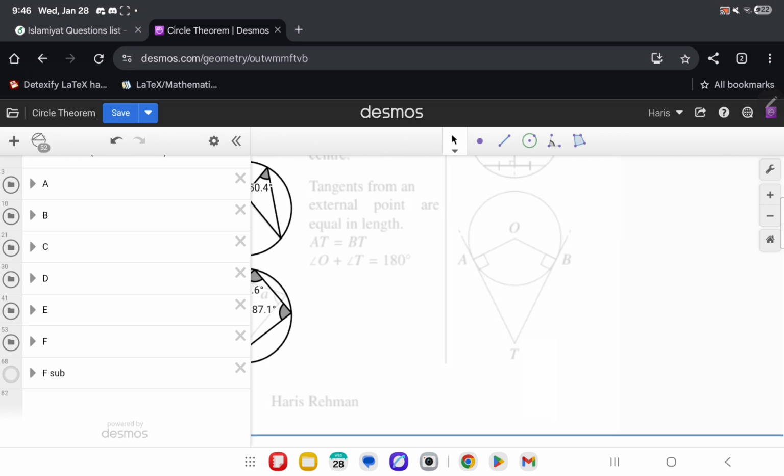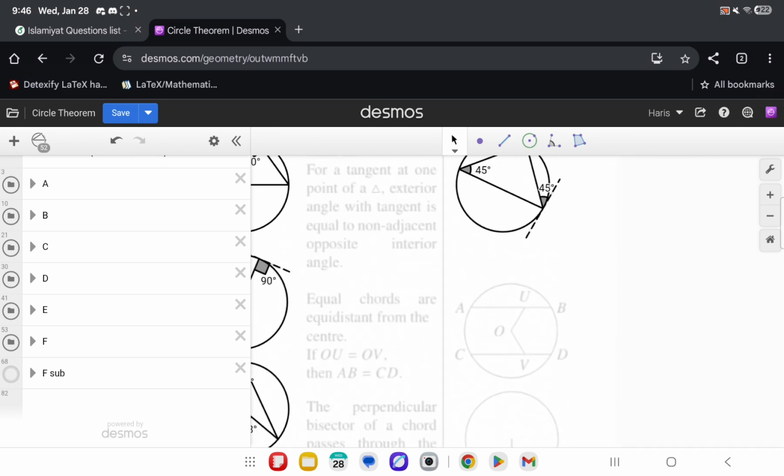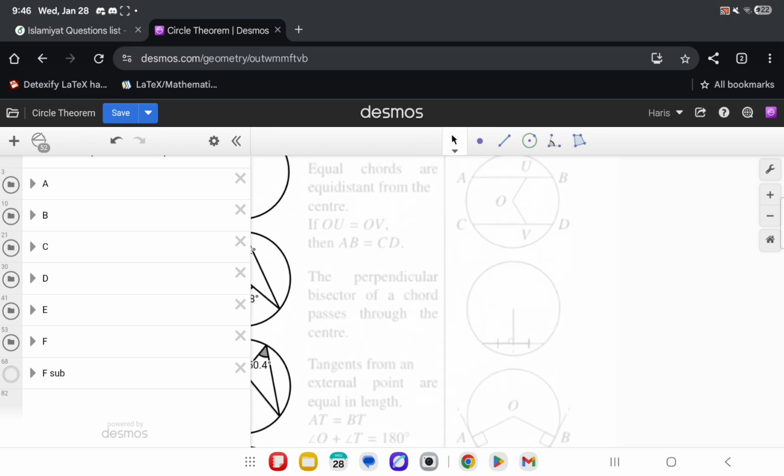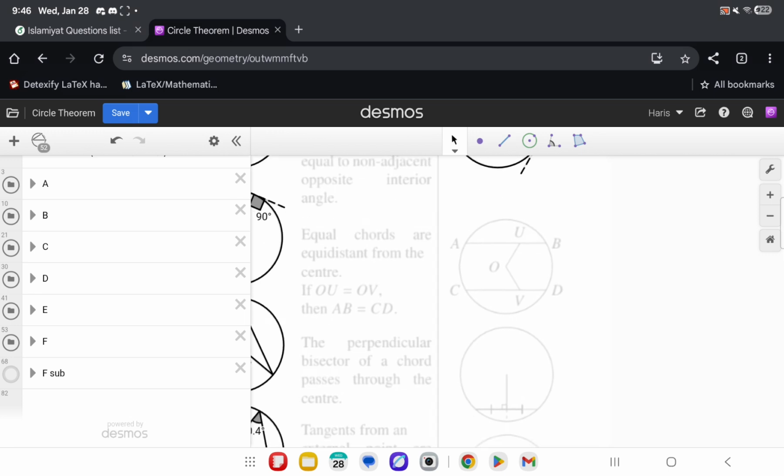Next, these final three are very rare to come by. These two especially, equal chords and the perpendicular bisector, come in the circle theorem too, where you can use trigonometry with it. These two are easy to understand.